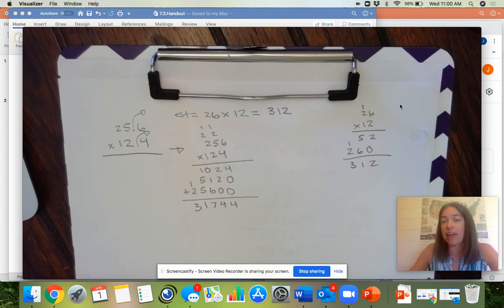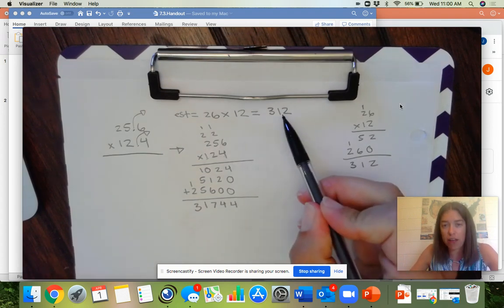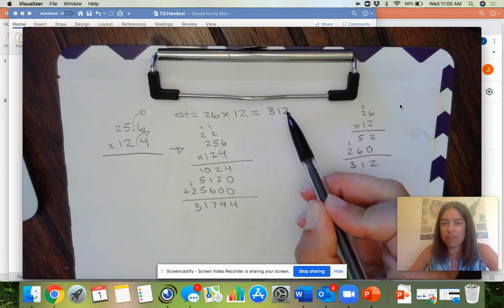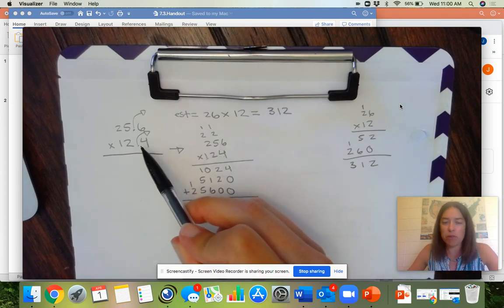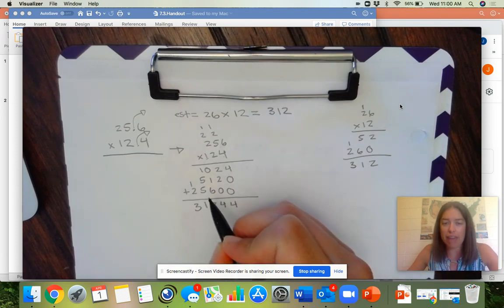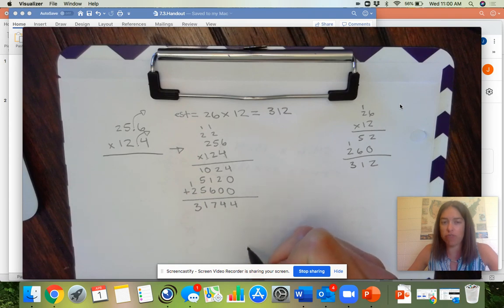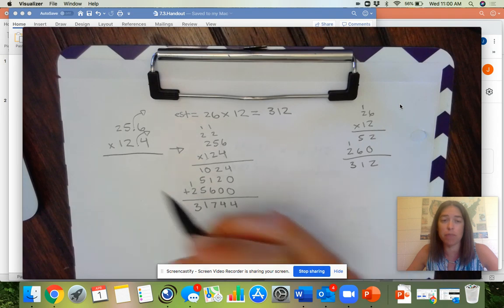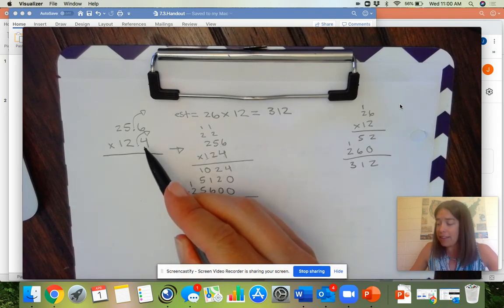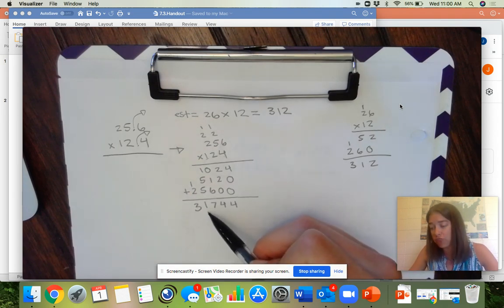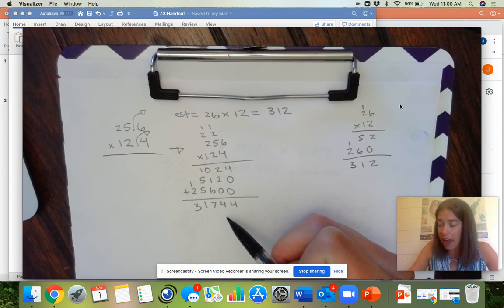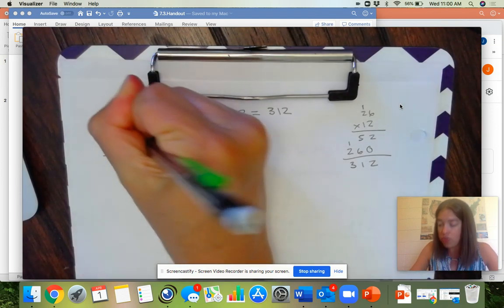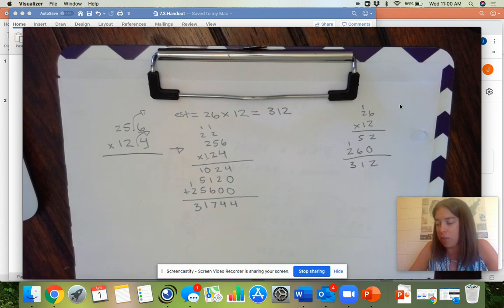But wait a second. I compare this to my estimate of 312, and I remember I took out those decimal points, and this number is just too big. I can't really have 31,744. I need to put my decimal point back in. I just took it out temporarily. So I need something close to 312 that has 2 digits after the decimal point. See if you can figure out where the decimal point goes. Take 10 seconds.